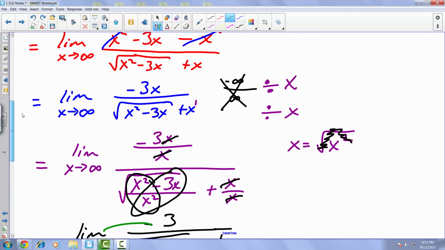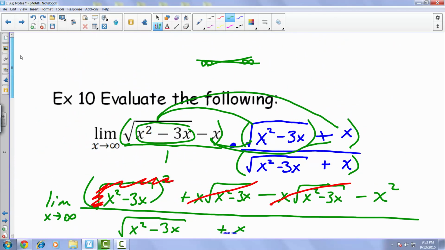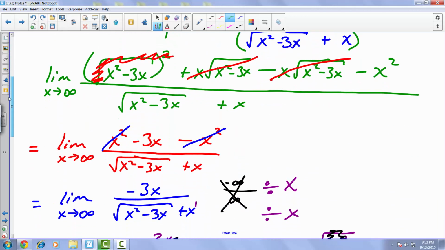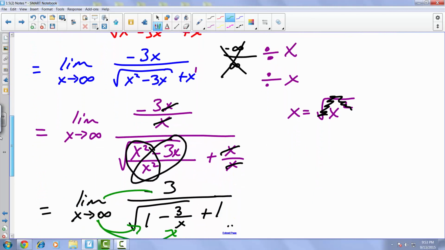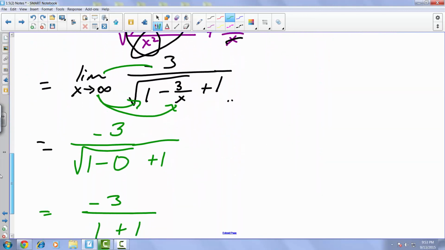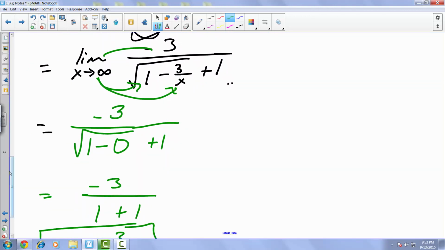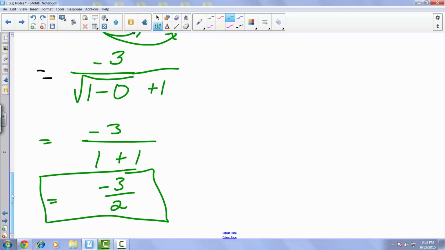Alright. So for this example, example 10, we actually had to do a little bit of a combination of things. We had to multiply by a conjugate. We had to do a little bit of FFU, apply various properties with limits, and then finally get the correct limit, negative 3 halves. But again, though, that is example 10 from our 1.5 number 2 set of notes.